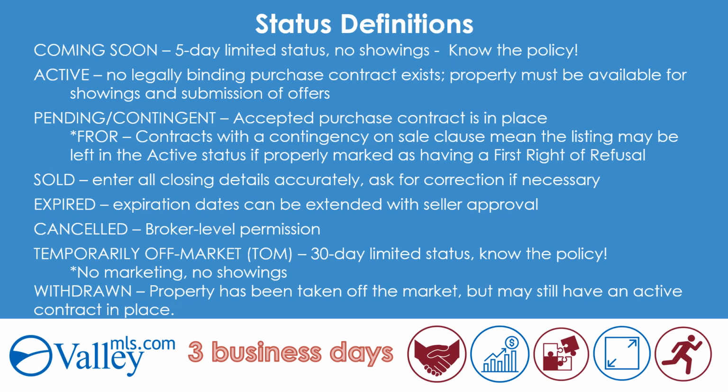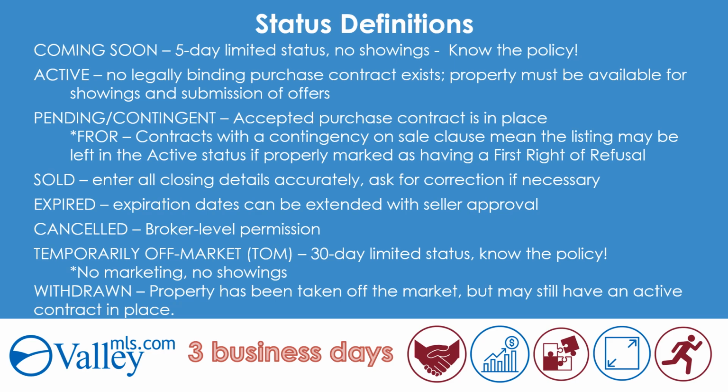Below expired is canceled. This is when you may have, let's use an example again for a 6-month listing, and somewhere within that 180 days, the seller wants to remove that listing from the MLS. So this is a broker level status, so you will not be able to update a listing from active to canceled unless you reach out to the broker to make that change for you. You can also email the MLS support team at mlssupport@valleymls.com, copying your broker on that, requesting that the property be canceled.